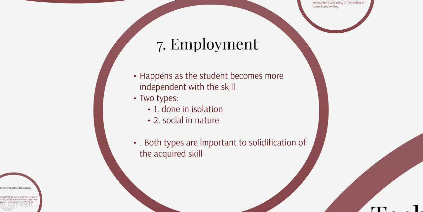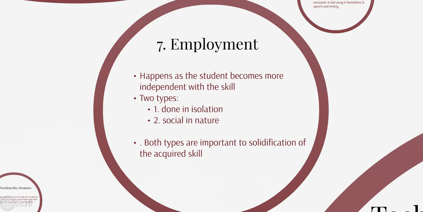Number 7 is employment. So as the student becomes more independent with something that they've been learning, they're going to continue to use the material either by themselves or with other people. And I think just depending on what type of personality you have, you may do one or the other more at first, and as you become more confident, you will begin to do the other.